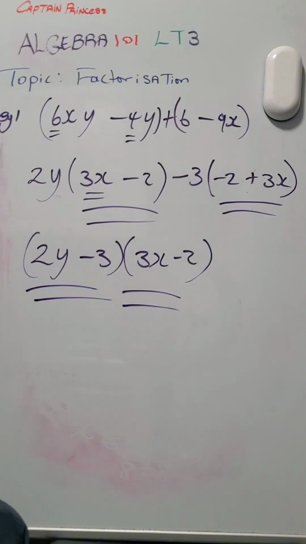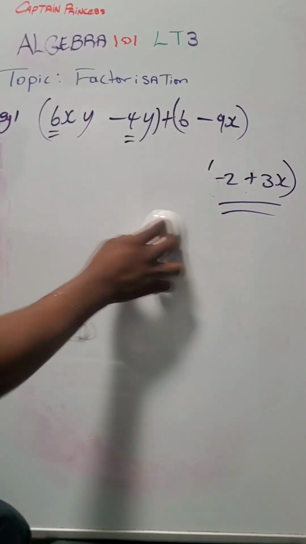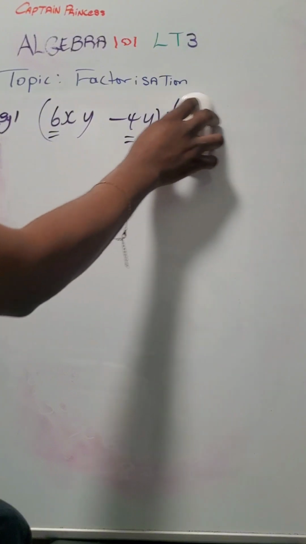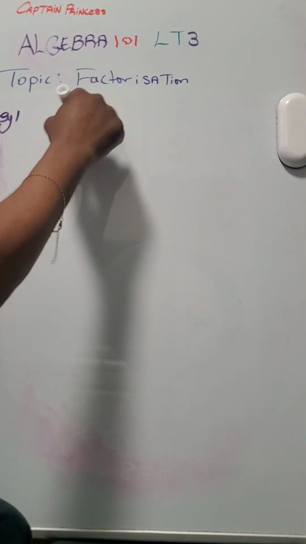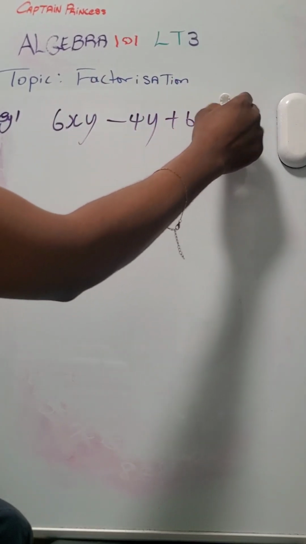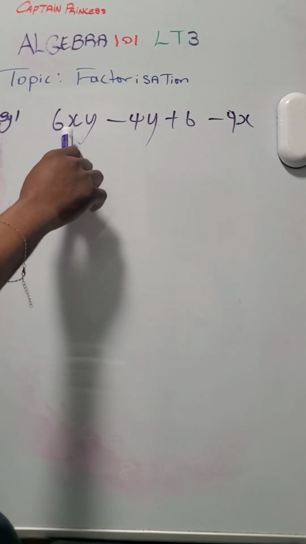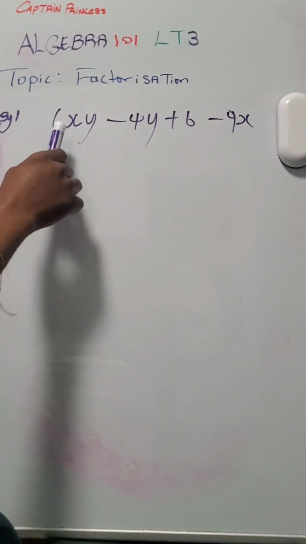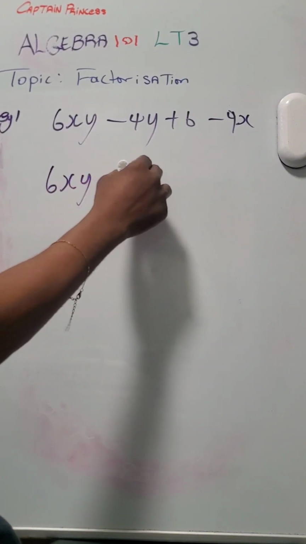Now let us do this question again by doing the regrouping to see if it will yield the same answer. So I'm going to write out the question on the board: 6xy minus 4y plus 6 minus 9x. Now let us dissect this maths. We're going to put the 6xy and the 9x together. So we're going to have 6xy minus 9x.